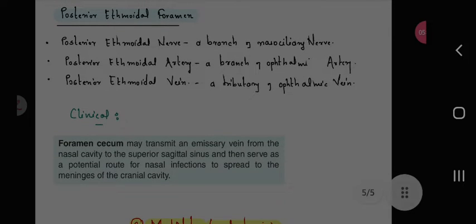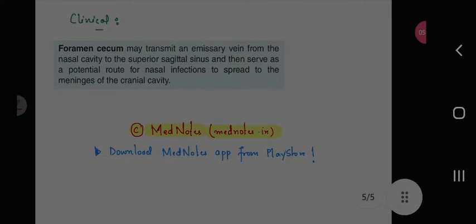Posterior ethmoidal foramen: posterior ethmoidal nerve, a branch of the nasociliary nerve, posterior ethmoidal artery, a branch of the ophthalmic artery, and posterior ethmoidal vein, a tributary of the ophthalmic vein. Clinical: the foramen cecum may transmit an emissary vein from the nasal cavity to the superior sagittal sinus and then serves as a potential route for nasal infections to spread to the meninges or the cranial cavity.